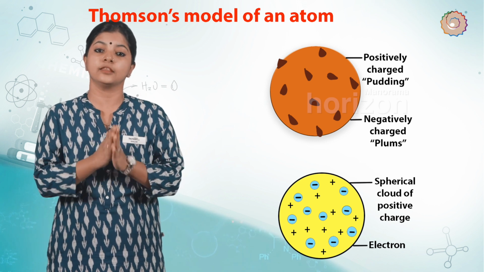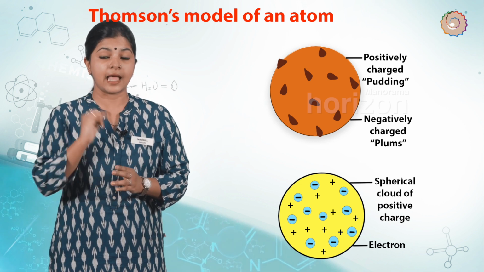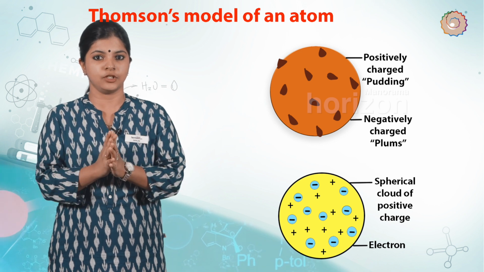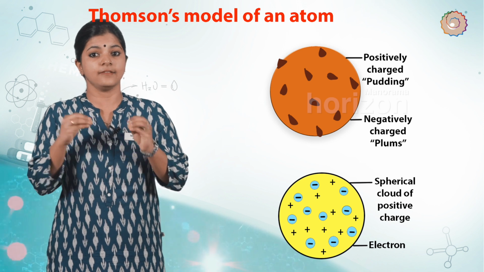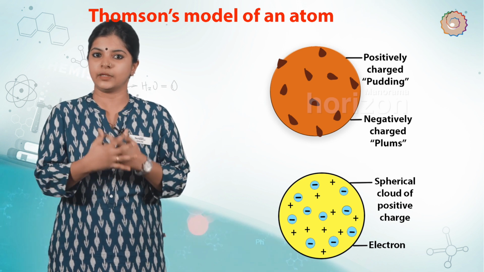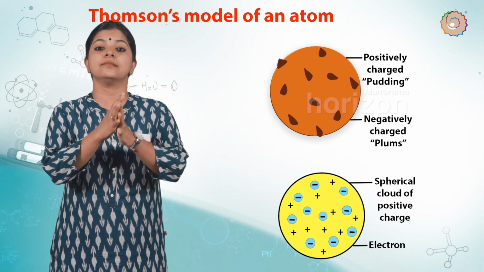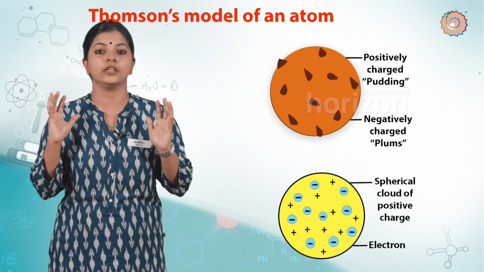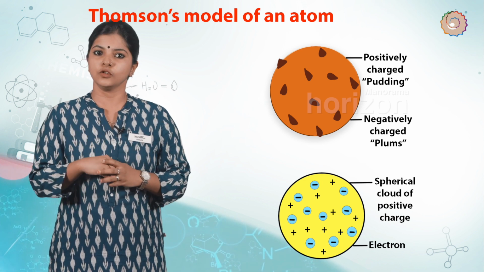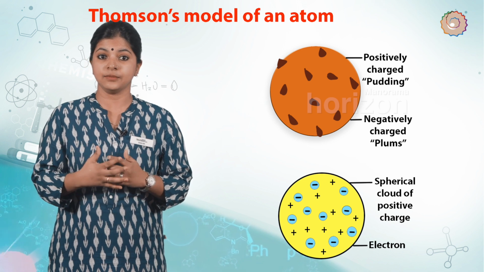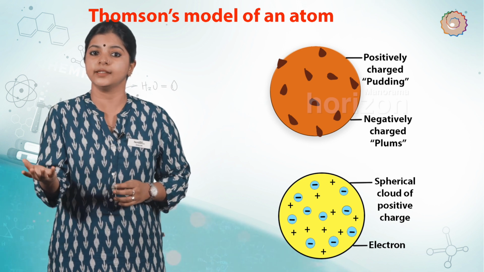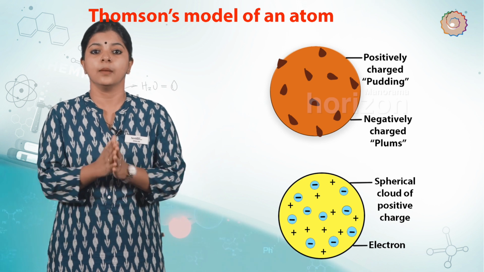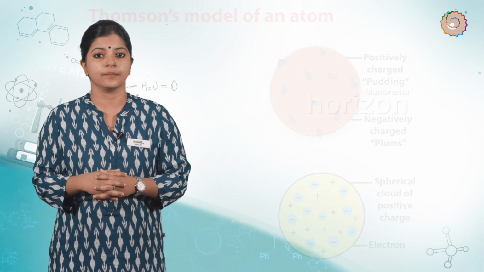So basically, Thomson proposed that an atom consists of a positively charged sphere and the electrons are embedded in it. The negative and the positive charges are equal in magnitude. So the atom as a whole is electrically neutral. Although Thomson's model explained that atoms are electrically neutral, the results of the experiments carried out by other scientists could not be explained by this model.